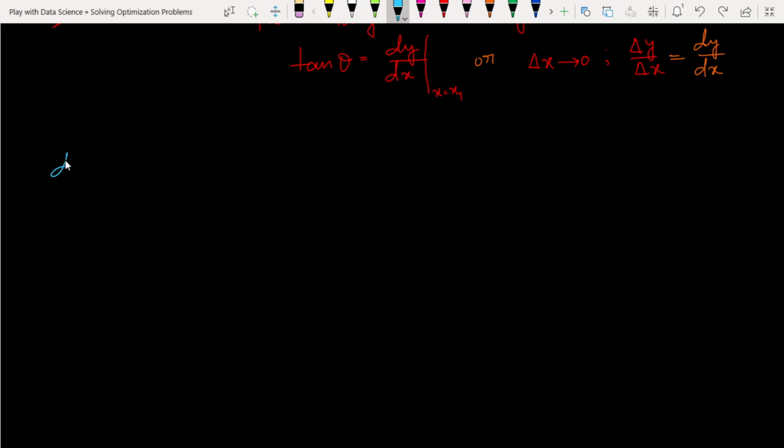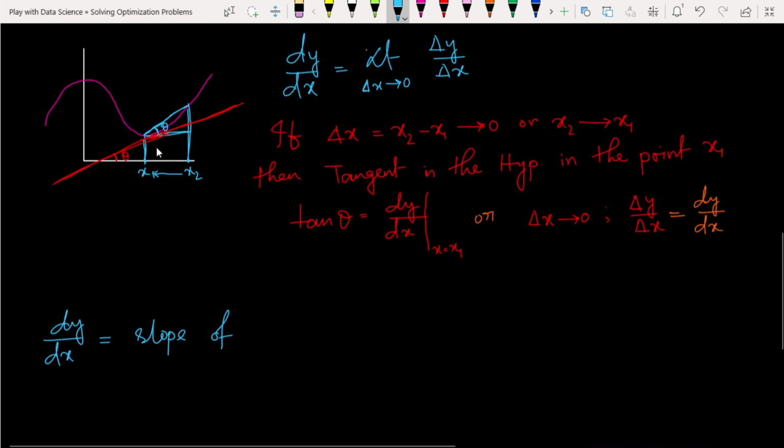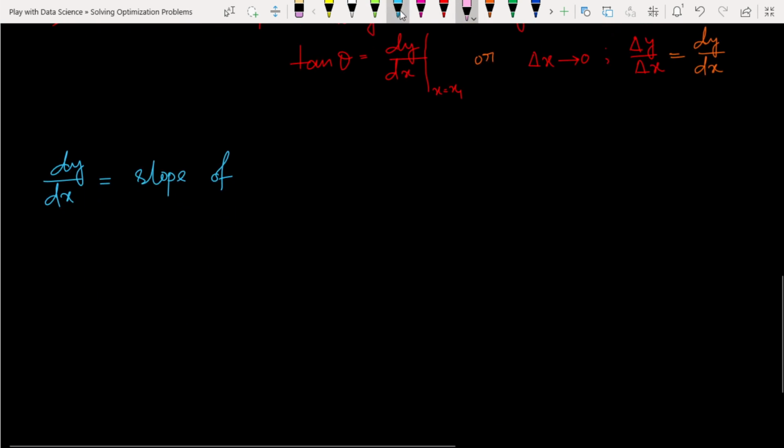Now, simple, what will we get? dy by dx means what? It means the slope of the tangent to the curve f of x. If we call this curve f of x, this will be the slope of the tangent to f of x.